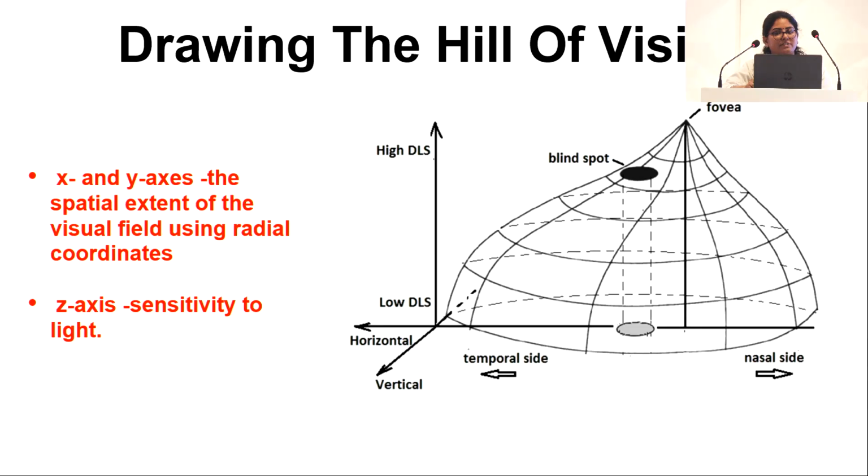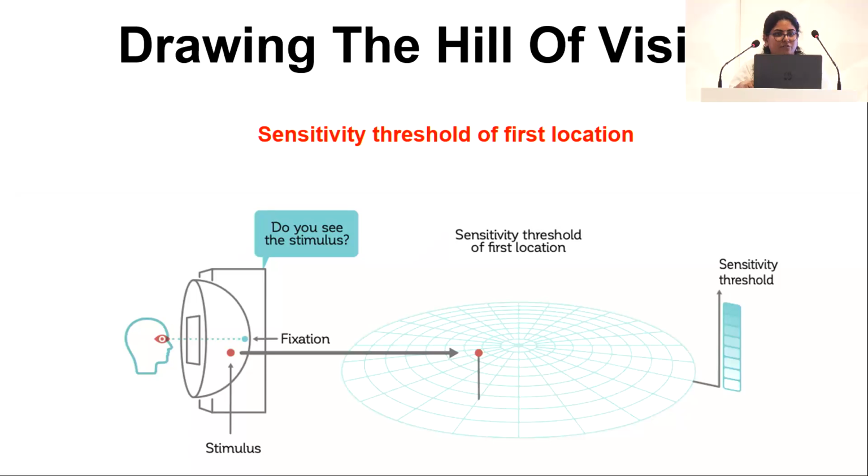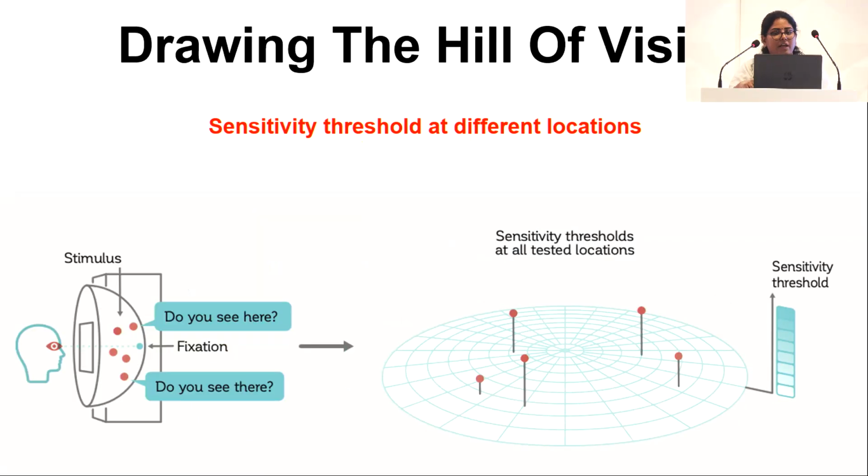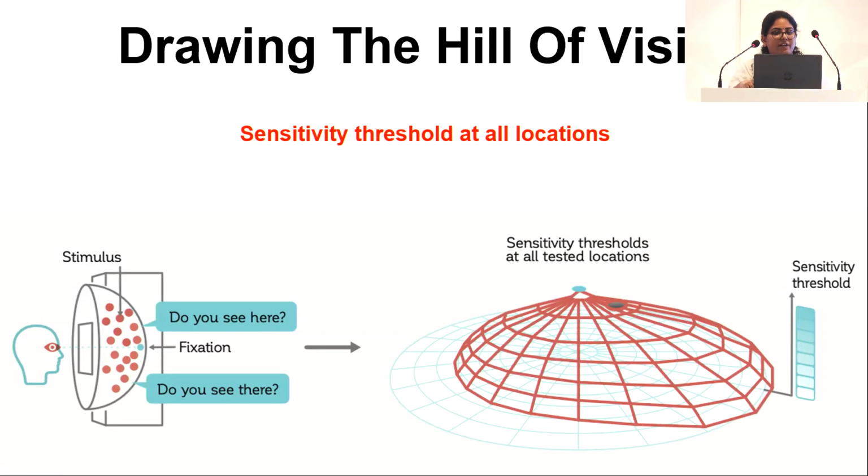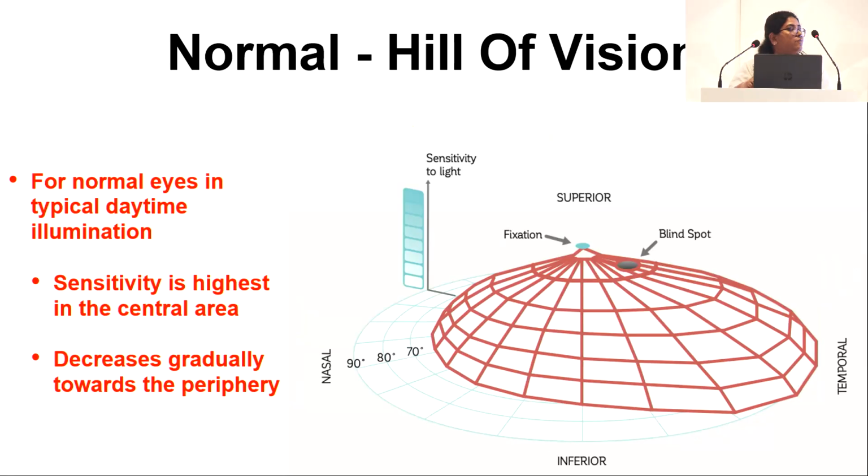We started this by drawing the hill of vision, where the x and y axes represent the spatial extent of the visual field using radial coordinates, and the z axis represents the sensitivity to light. We initially started with the sensitivity threshold at one particular location, went about the different locations, and finally found the sensitivity threshold at all the locations, and we drew the hill of vision. This is how a normal hill of vision is represented. For a normal eye in typical daylight illumination, the sensitivity is highest in the central area and decreases gradually towards the periphery.